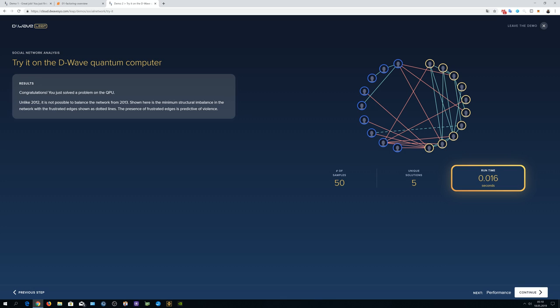Okay, unlike 2012, it is not possible to balance the network from 2013, shown here in the minimum structural imbalance. Shown here is the minimum structural imbalance in the network with the frustrated edges shown as dotted lines. Frustrated edges, dotted line. This presence of frustrated edges is predictive of violence.